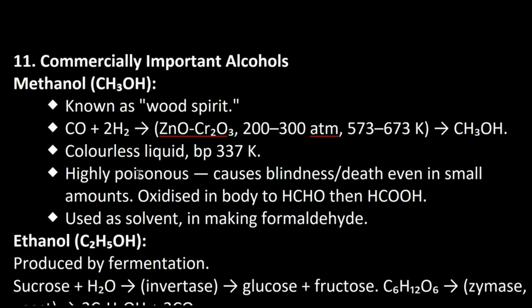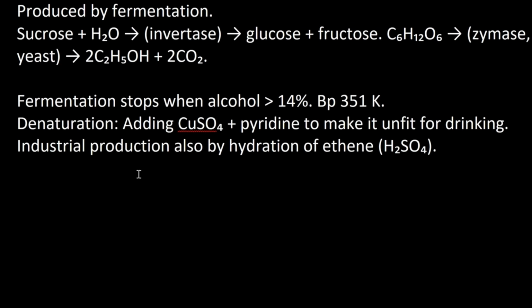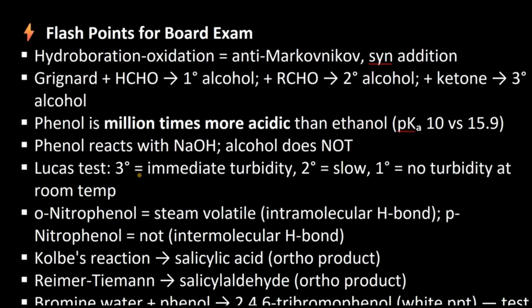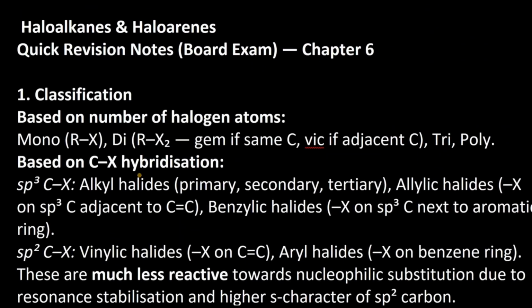And important alcohols are methanol and ethanol. Fermentation stops when the alcohol reaches more than 14%, and the boiling point is 351. And denaturation means adding copper sulfate with pyridine to make it unfit for drinking. So that is an industrial protection of ethanol. These are the important points for the board exams of this chapter. You can check out the PDF attached.